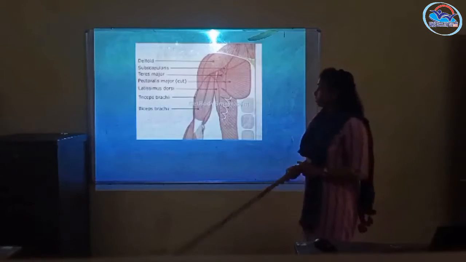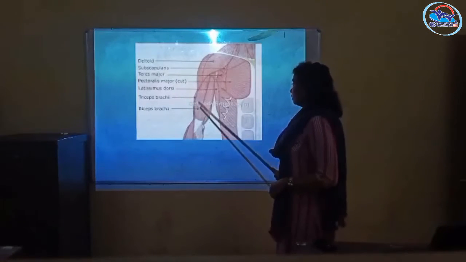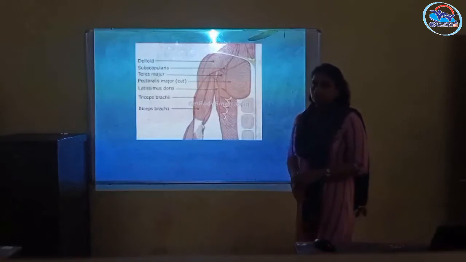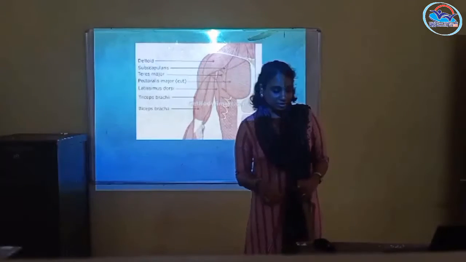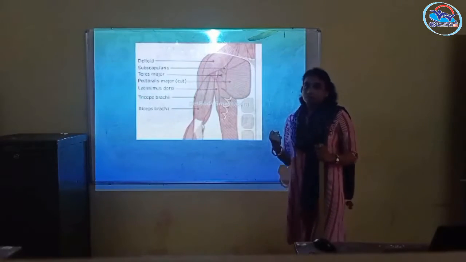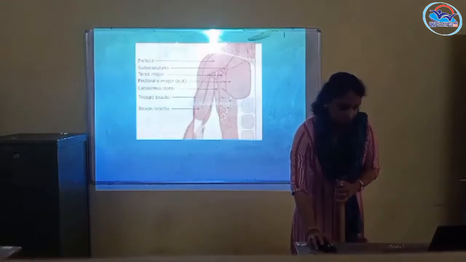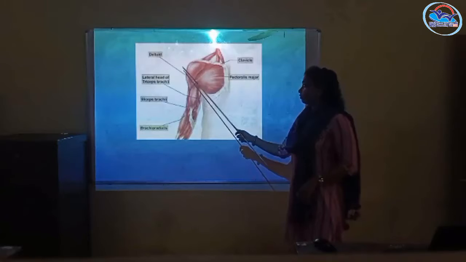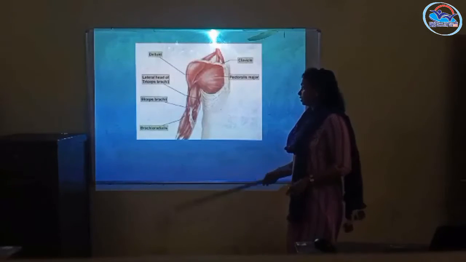And here also we can see deltoid, latissimus dorsi and pectoralis major. Pectoralis major is found in the chest. It is major in male. One another picture of deltoid, pectoralis major.